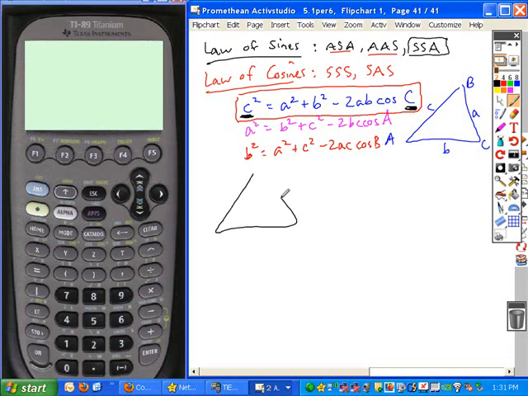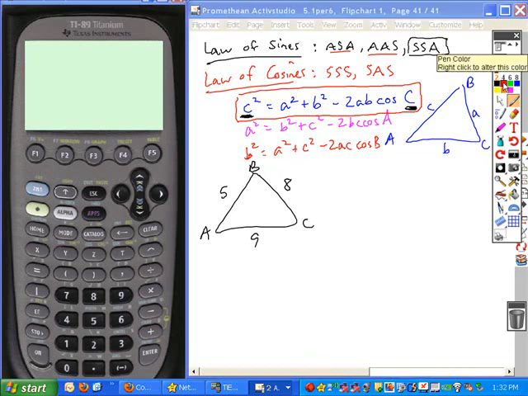So let's say I take a triangle that has sides of 5, 8, and 9. Is it possible to have a triangle with these sides? Does that fit triangle inequality? Yeah. Okay. So if we looked at this, and in this particular case, you could solve for any angle that you want to solve for. Okay, let's say I wanted you to solve for angle A.